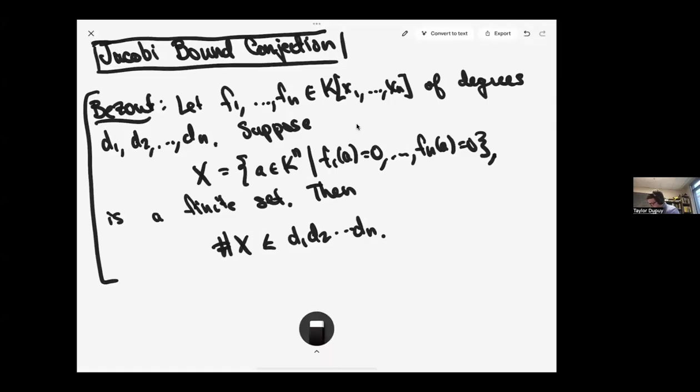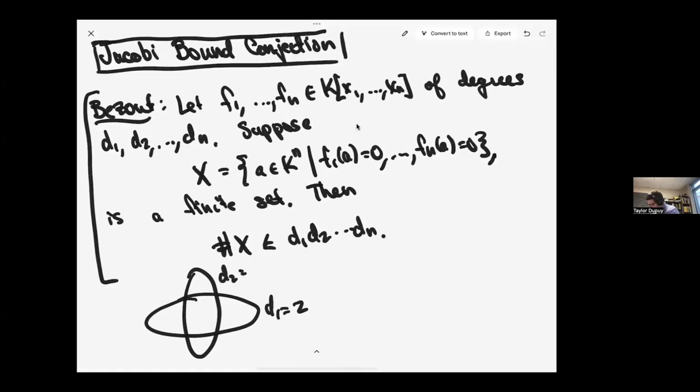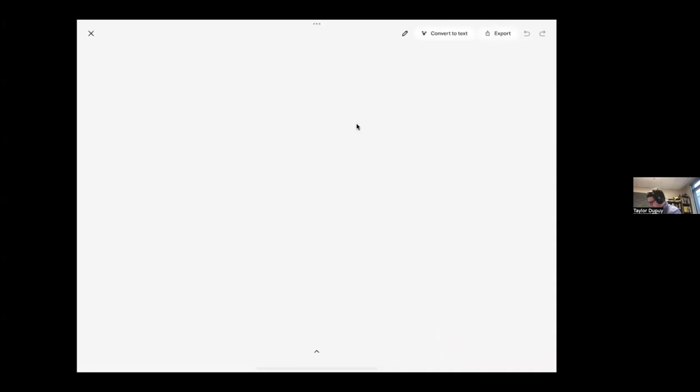Okay, and a classical example is where you take two degree 2 curves, d1 is 2 and d2 is equal to 2. And then we see that we're going to get an intersection in 4 points. So this is kind of a classic picture. When you're not proper, then you have this inequality, and that's why we have the inequality instead of the equality there. And so in differential algebra, there's a conjecture called the Jacobi bound conjecture, which has a very similar statement.